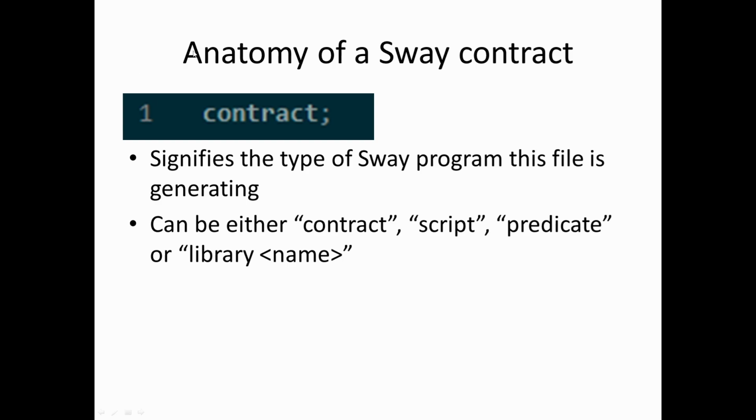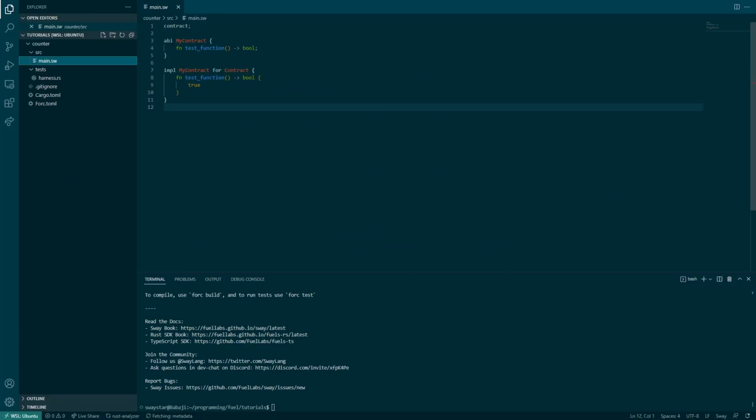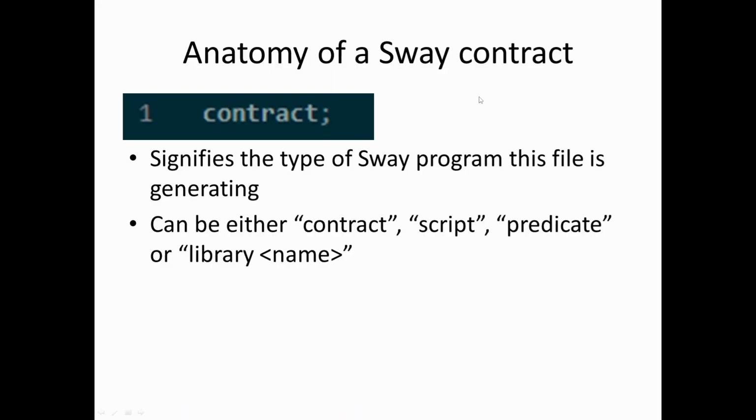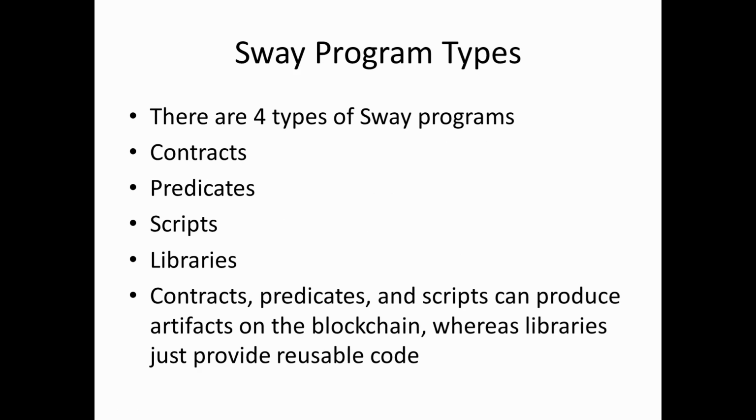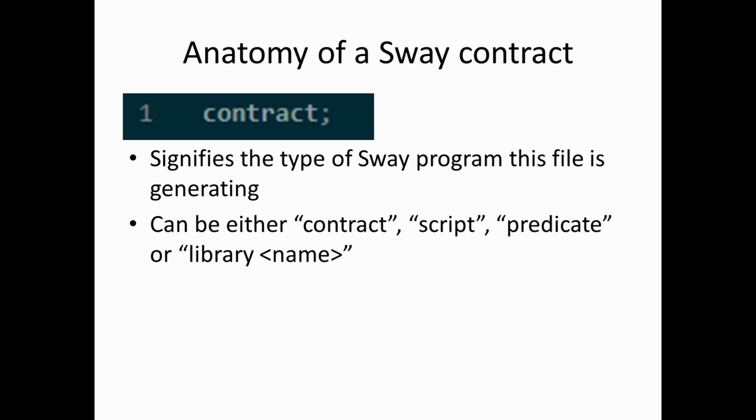So let's look at the anatomy of a Sway contract. Over here you can see there is contract semicolon, an ABI, and then an implementation of the ABI. So the first line, contract, signifies the type of Sway program this file is generating. As we saw earlier, there are 4 types of Sway programs. So here you could either have contract, script, predicate, or library, and then the name of the library. Currently we are just making a contract, so it would be just contract.